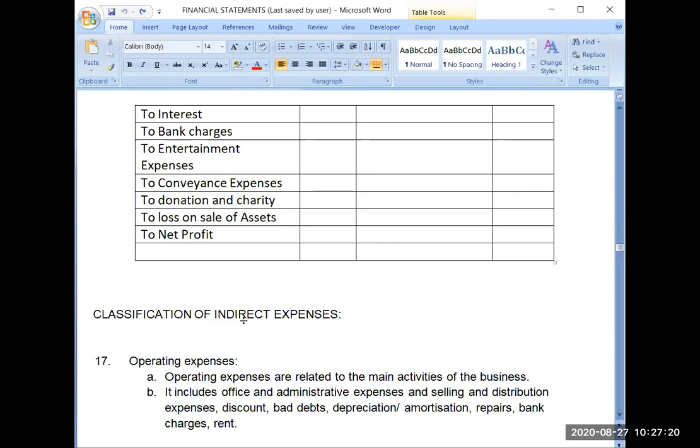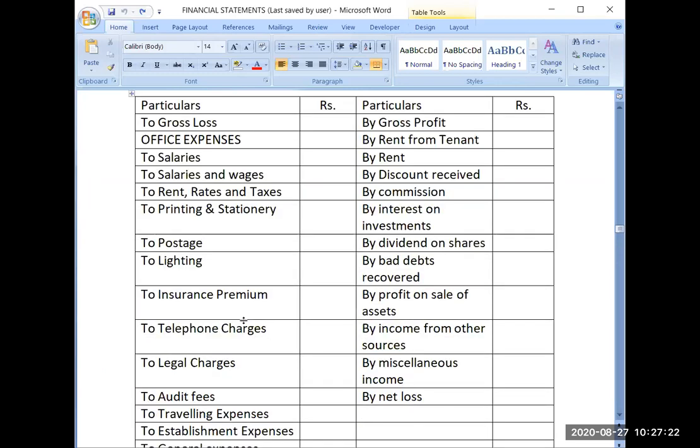So I hope the debit side is clear. Now coming to the credit side: rent from tenant. If you are taking rent, it is your income. If you are receiving discount from your suppliers, it is your income. Commission you are receiving, or any interest you are receiving on any FD or other investment. Dividend you are receiving on shares.